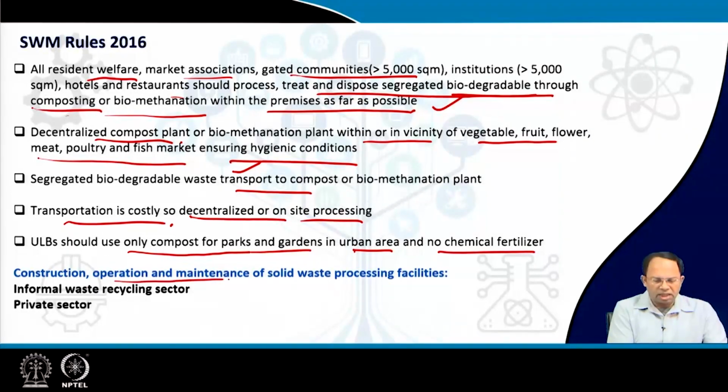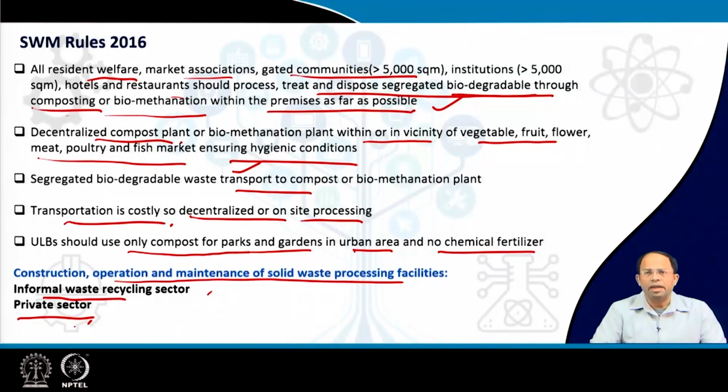So construction, operation and maintenance of solid waste processing facilities is now made mandatory for all urban areas, and usually it is suggested that for decentralized facilities we can engage informal waste workers, or the waste recycling sector should be integrated with these organic waste processing or composting facilities, and we should try to involve the private sector, which will improve the efficiency of the entire process. So that is how the Solid Waste Management Rules cover composting, and these are the different points that they have made mandatory, and this has to be really taken up on a big scale in Indian urban areas.